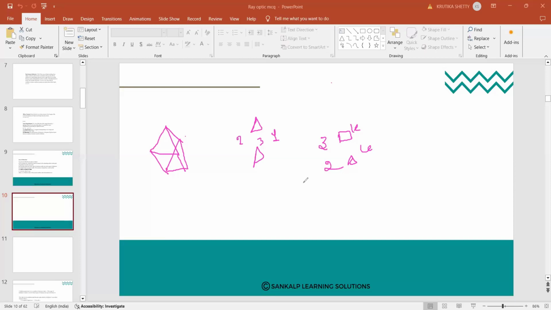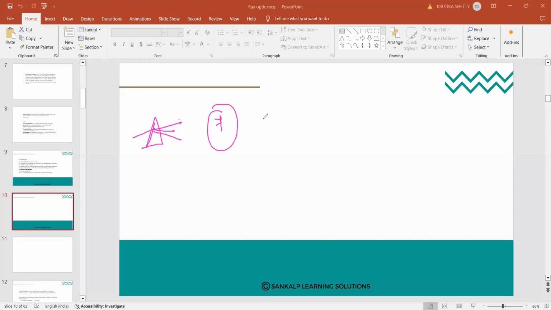Now, where can we use this prism? Prisms are used to obtain the spectrum. In your school time, you have studied about the spectrum, right? What do you mean by the spectrum here? When white light is passed through the prism, it will split into its constituent colors. Class 10th students, when white light is passed through the prism, it will get split into 7 constituent colors.